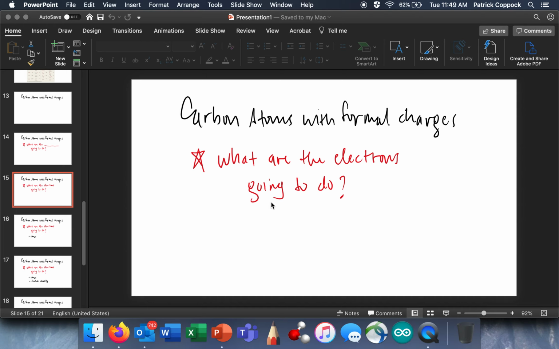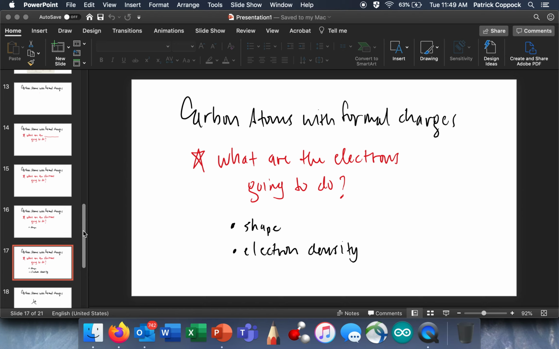And the way we're going to predict what the electrons are going to do, the way you're going to think like an electron, is you're going to first of all understand shape. That is the shape of a molecule, not the shape of an electron, right? You're going to understand the shape of molecules, and we're going to understand the electron density of molecules, or ions. So if you know where the electrons are and where they're strongest, you know what the electrons are going to do, because electrons are attracted to positive charges. And so that is what organic chemistry is all about.